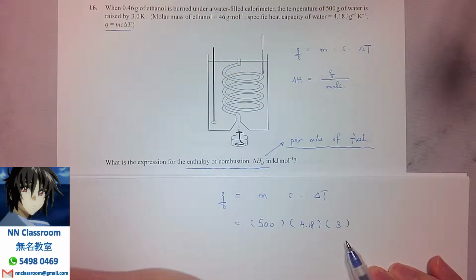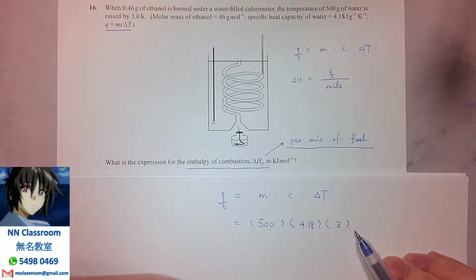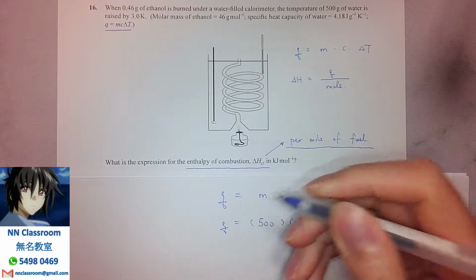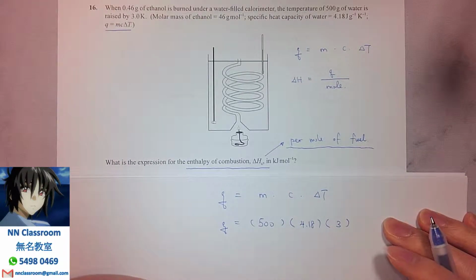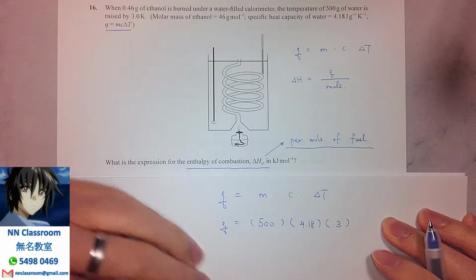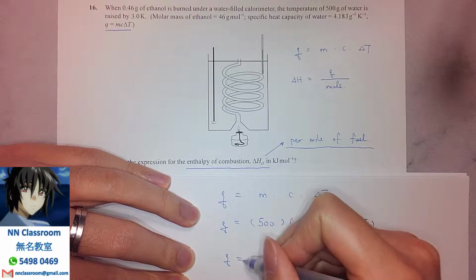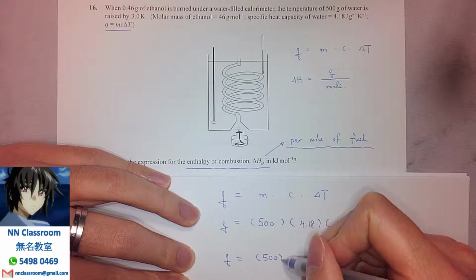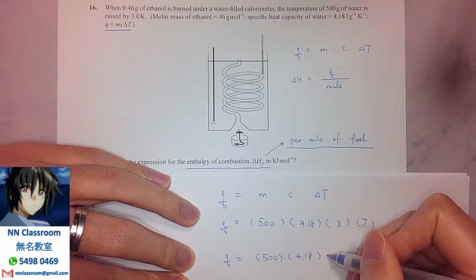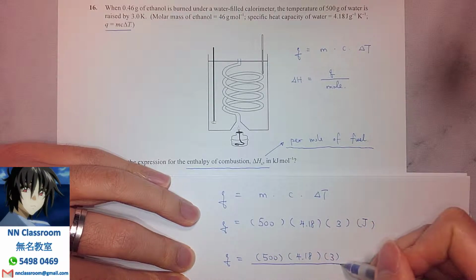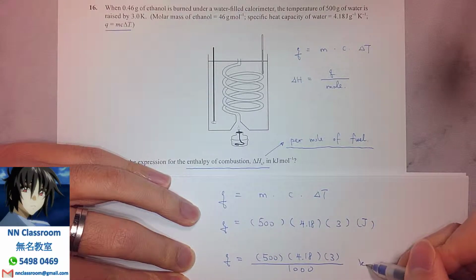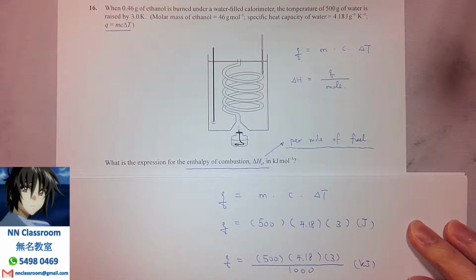So in this case we will have the first expression with the energy in joules. So the second step that we do is that we need to change this joule unit into kilojoules unit. So that's 500 times 4.18 times 3 divided by 1000. That brings us to the unit of kilojoules.